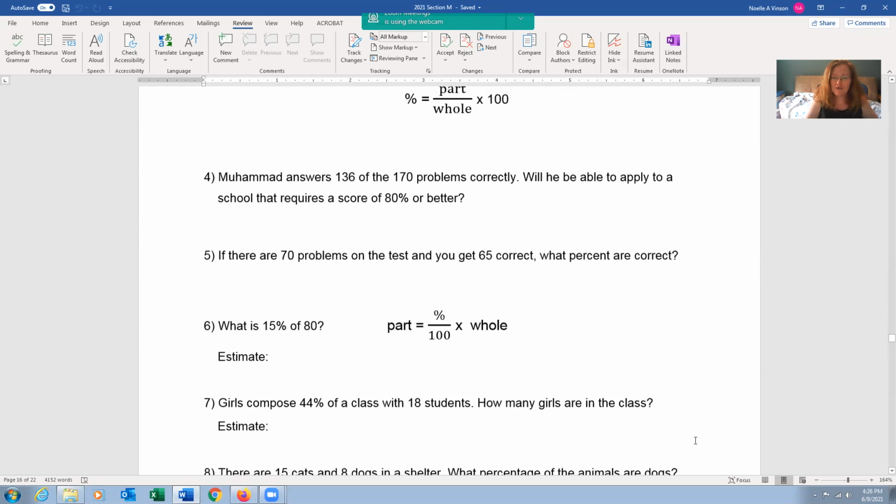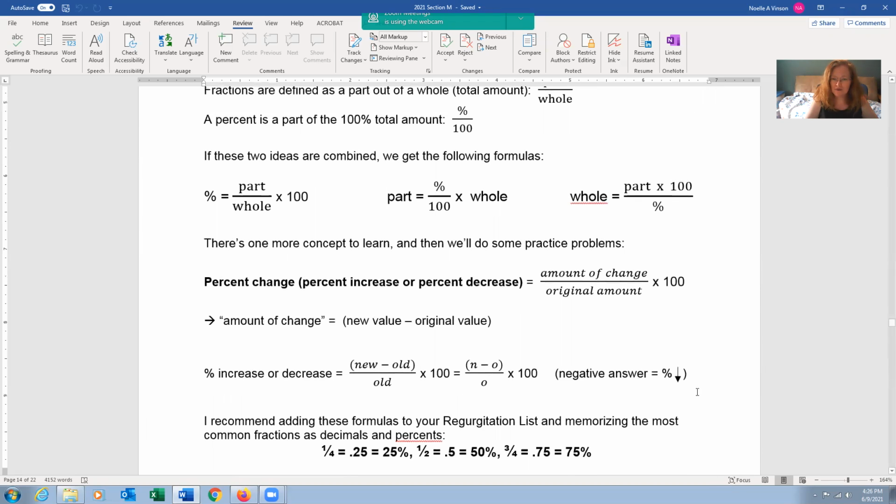Oh, I know, there's a formula missing from this. Did I not put down the discount one? Okay, so let's add one more formula to this. This could also be a discount. Your new value minus your original value can also equal the phrase discount. So if something has been discounted a certain amount, you don't have to do the subtraction. It's already done for you.